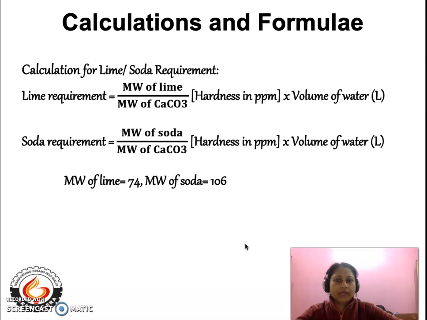Now, before I go to the calculations and the numericals based on the lime soda process, let me explain to you the basic principle of the lime soda process. It is nothing but the addition of lime and soda to produce the insoluble precipitates of calcium and magnesium salts. Now we know that the calcium and magnesium salts are responsible for hardness, and there are two types of hardness. One is the temporary hardness, another is the permanent hardness, and both temporary and permanent hardness is because of the presence of the soluble salts of calcium and magnesium.